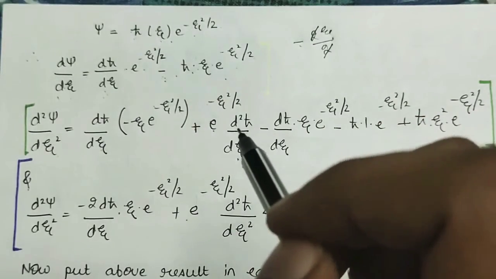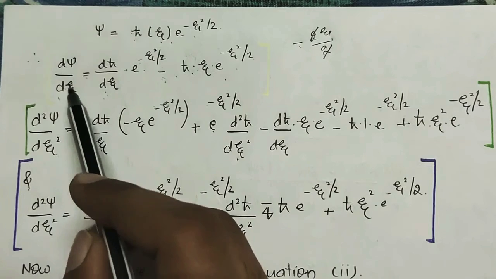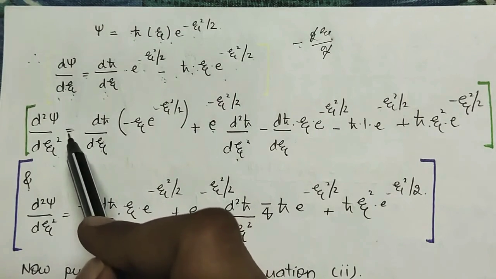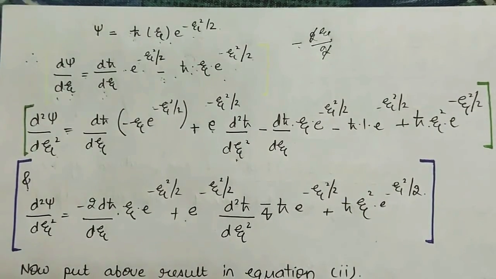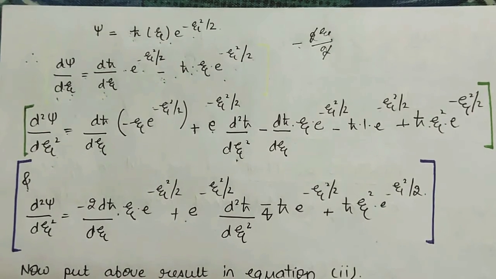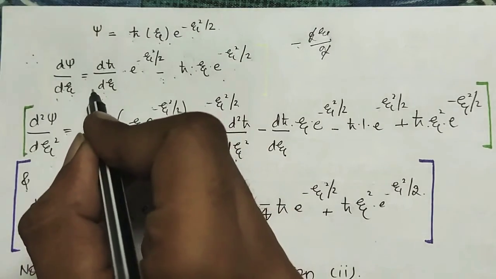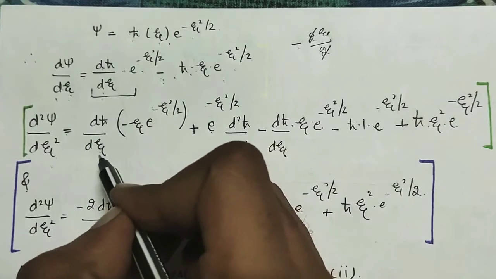Now again differentiating it with respect to j, we get the second differential, ∂²ψ/∂j², minus. Now on differentiating this, we have the first function, differentiation of the second.